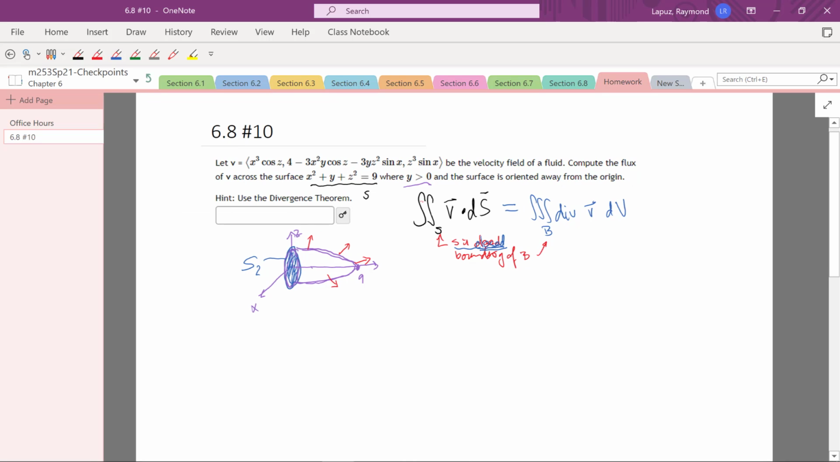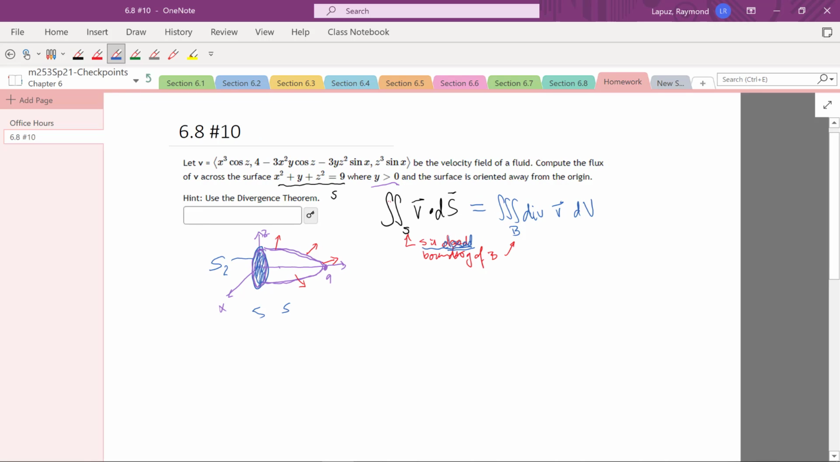There are several ways to describe the surface, but we'll describe S2 as the disk x squared plus z squared is less than or equal to 9, which is 3 squared. So we know that has a radius 3, and this is in 3 dimensions, so we have to specify that y is equal to 0 in this case. So that describes that disk.